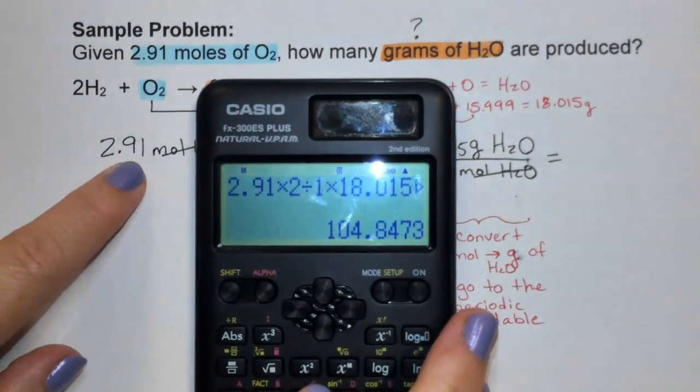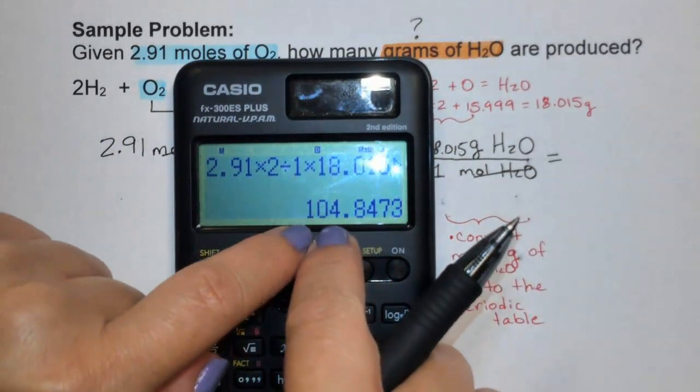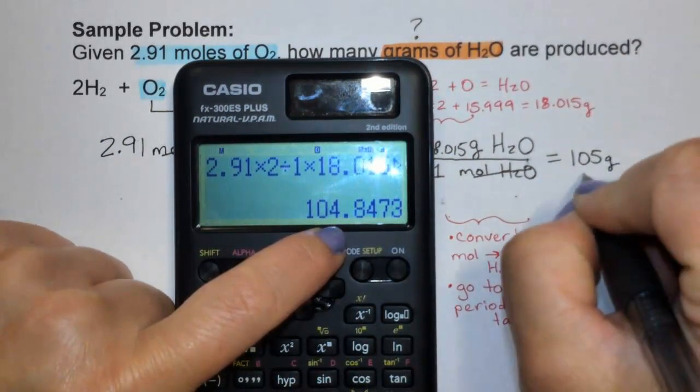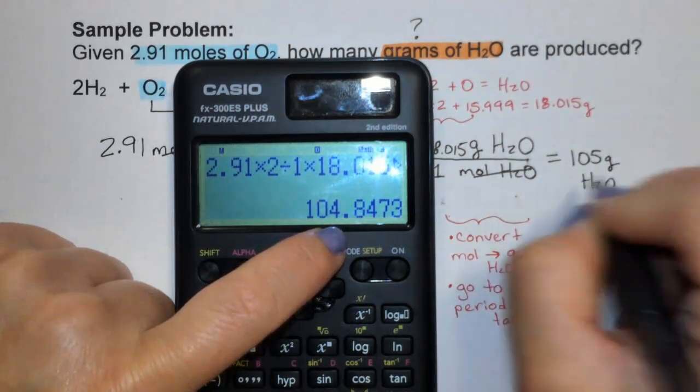Final answer, I had 3 sig figs to start, so I'm going to round this to 1, 2, 3 significant figures. 105 grams of water is the final answer.